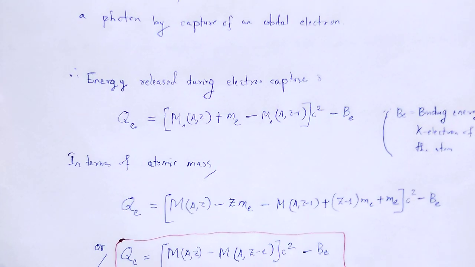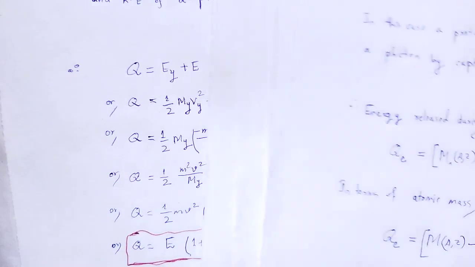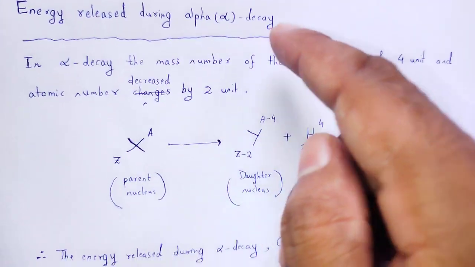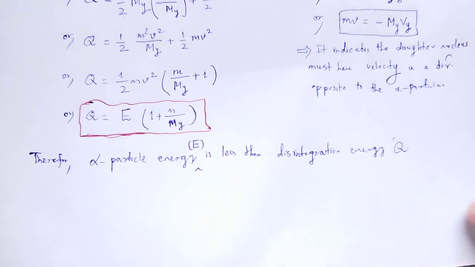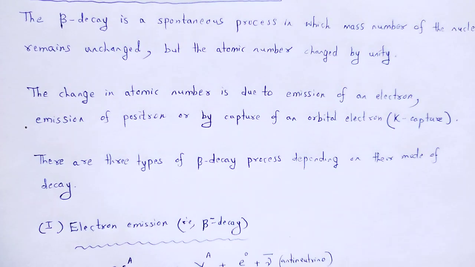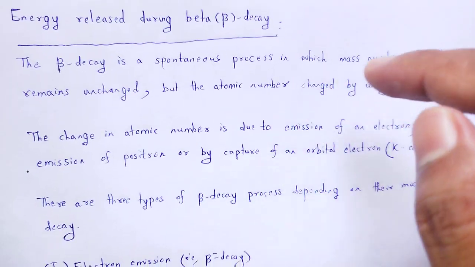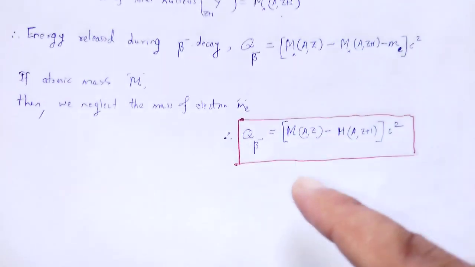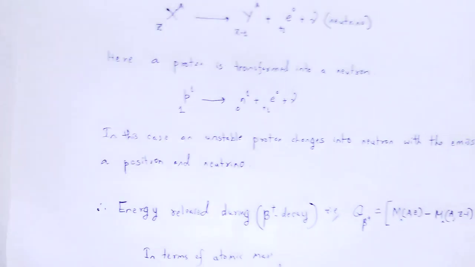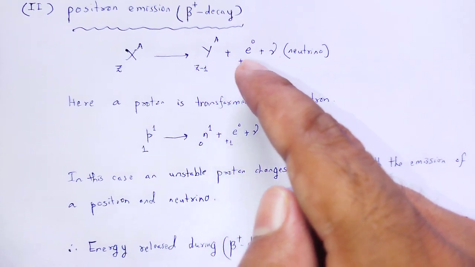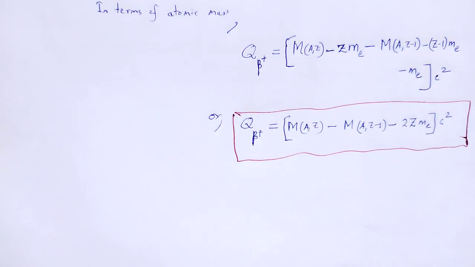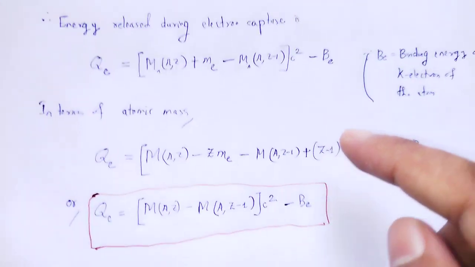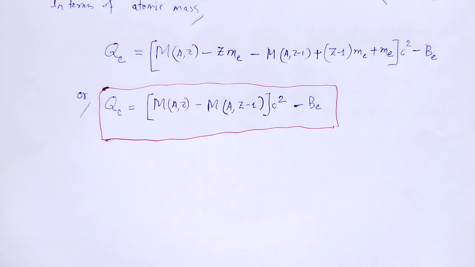So here, with the help of this video lecture, we understand the energy released during alpha decay and beta decay. First, the energy released during alpha decay, this is the mathematical expression. Next, the energy released during beta decay, which is of three types. One is electron emission, beta minus decay. The next is positron emission, beta plus decay. And the final one, electron capture, which is known as K capture, with its energy expression.